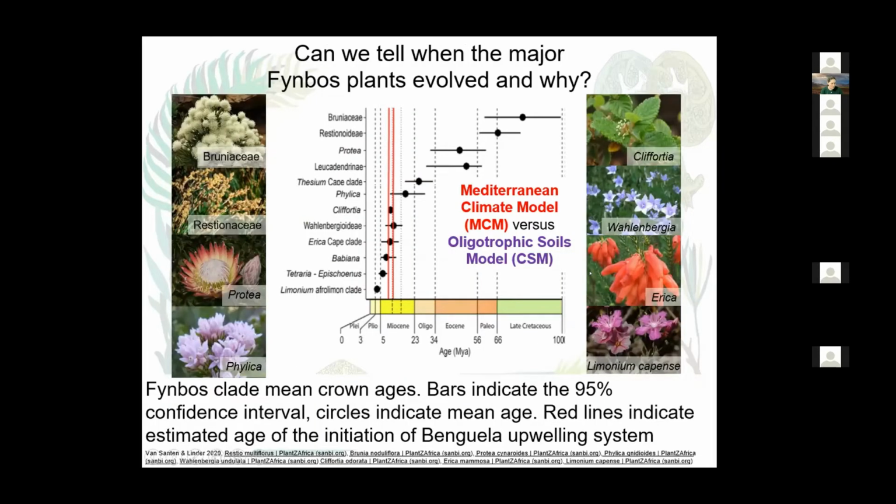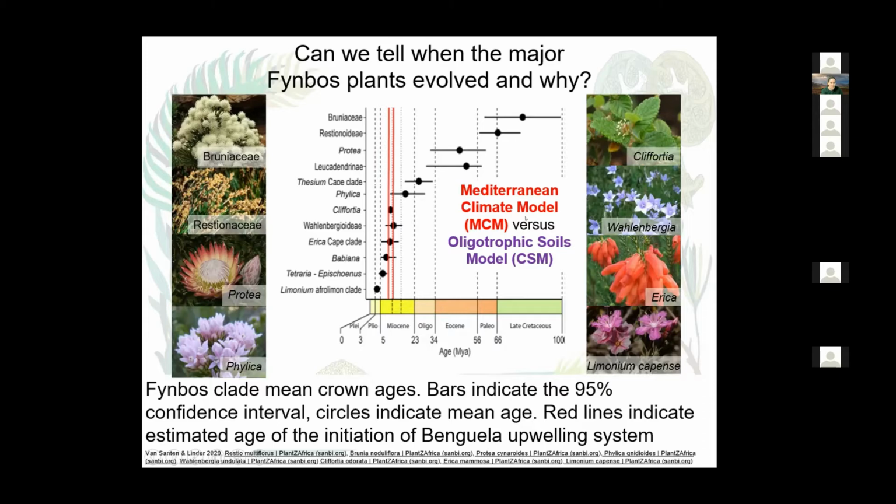And of course, if you look at the fynbos biome, you might be intrigued by the question, when did the fynbos plants actually evolve and why? And that is summarized here in one diagram. Of course, in science, you always have a concurrence of different ideas and hypotheses. This one is a paper by Van Santen and Linder, 2020, and they oppose two different models here.